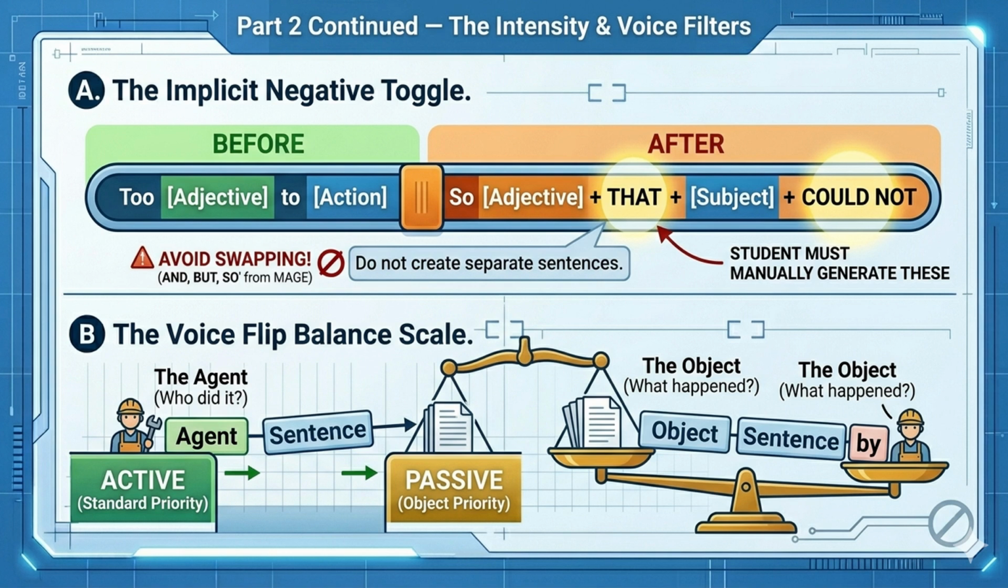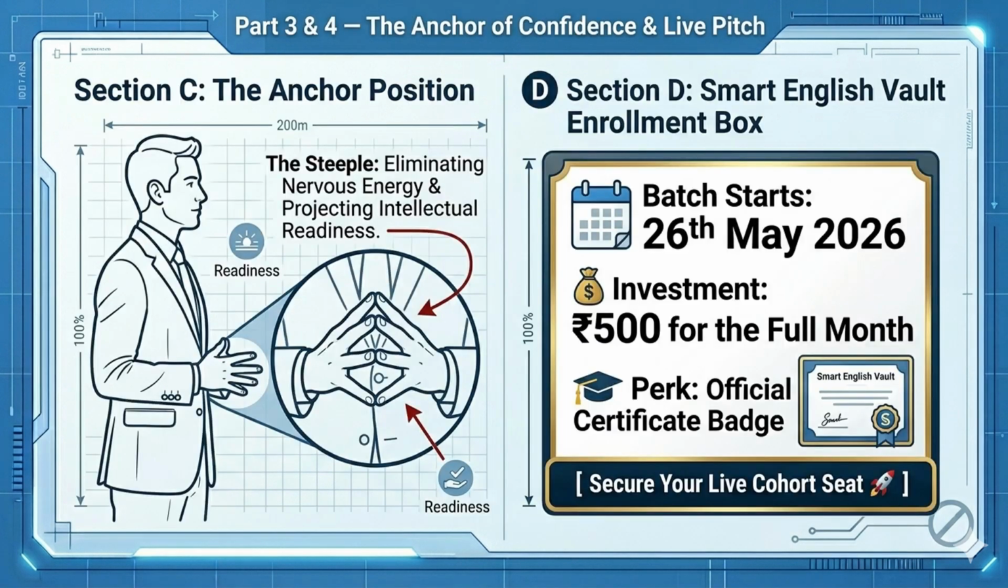Number 3. The voice flip. Active versus passive, shifting the focus. Changing the voice rearranges who holds the power in the sentence. Active voice, agent focus: The board of directors requested that the management review the software rollout guidelines. Passive voice, object focus: It was requested by the board of directors that the software rollout guidelines be reviewed by the management.